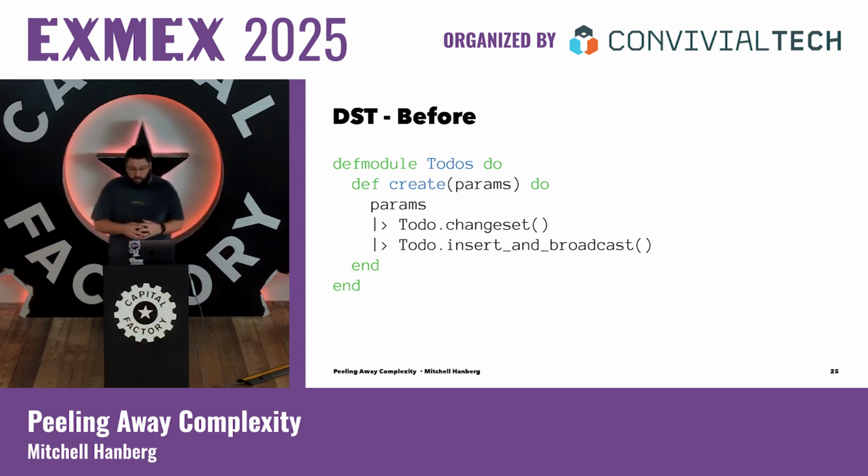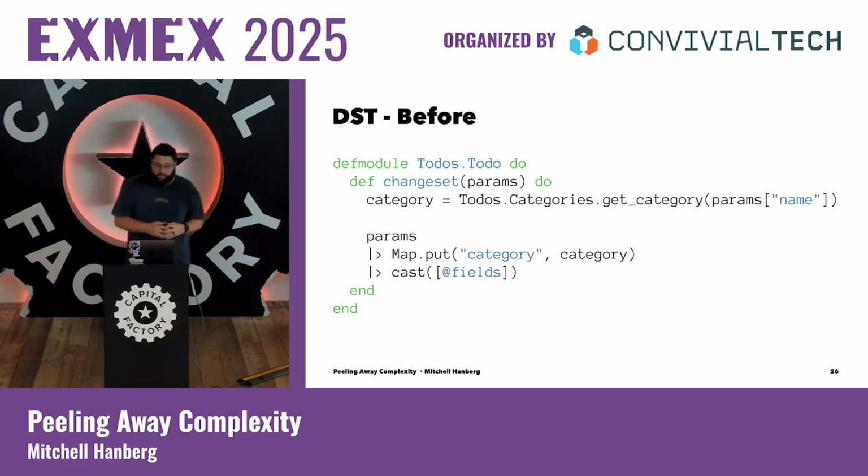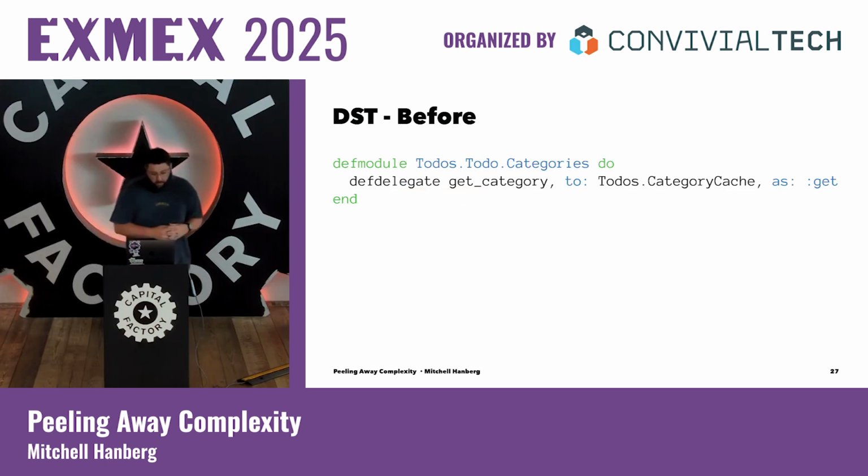it looks fairly standard, but we pass our params to our changeset, and then we pass it to a function called insert and broadcast. That's a little different, but let's dive into the changeset first. In the changeset, it looks like our API accepts a name for a category, but we need a richer data structure. So we call this function called get category in the categories module, and we put that inside the params there. Let's take a look at that. We see, okay, the categories module actually just delegates to the category cache with a slightly different name.